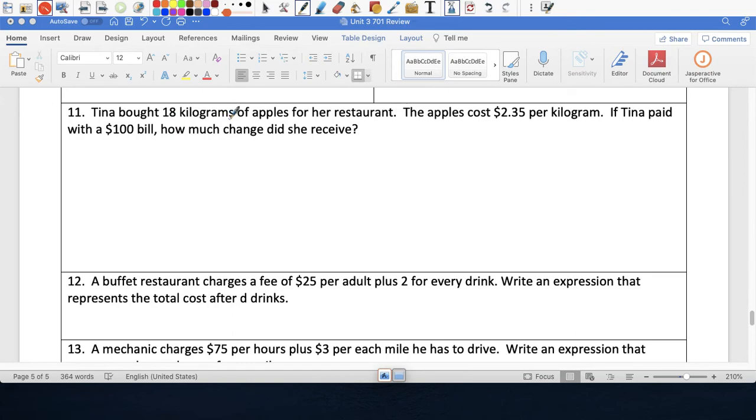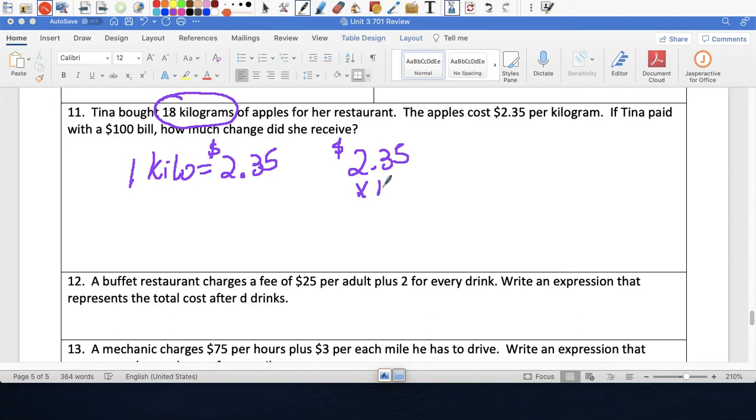Tina bought 18 kilograms of apples for her restaurant. The apples cost $2.35 per kilogram. If Tina paid with a $100 bill, how much change did she receive? So 1 kilogram equals $2.35. How many kilograms did Tina buy? Tina bought 18 kilograms. So we're going to do 2.35 times 18. 2.35 times 18 equals $42.30.